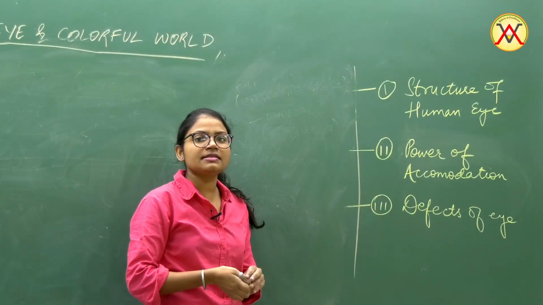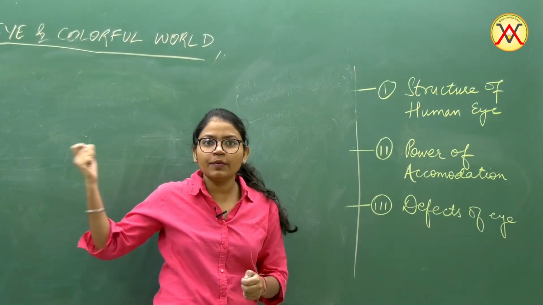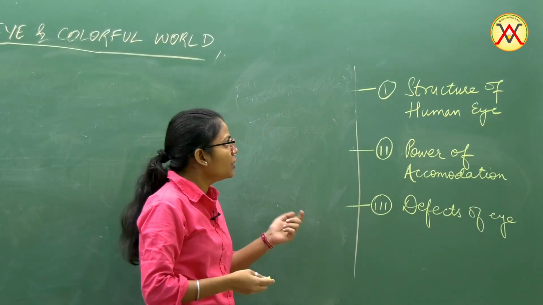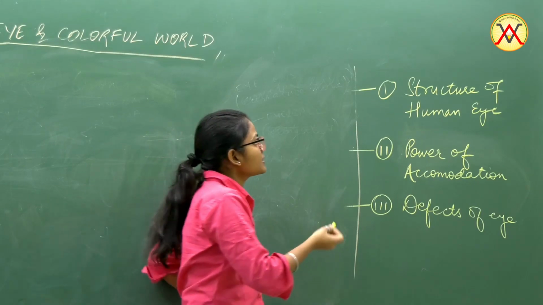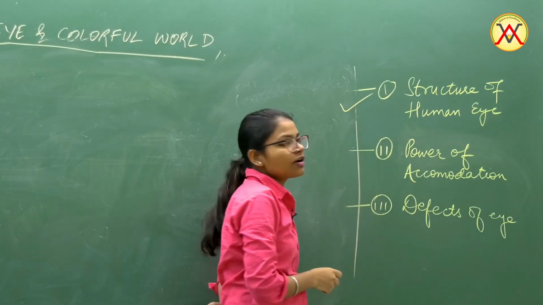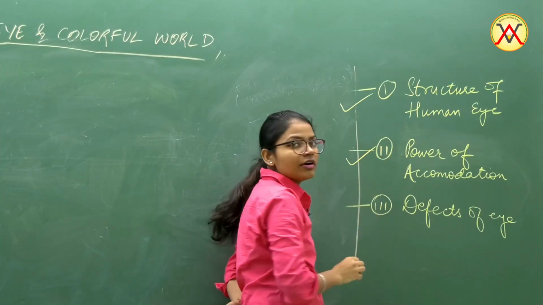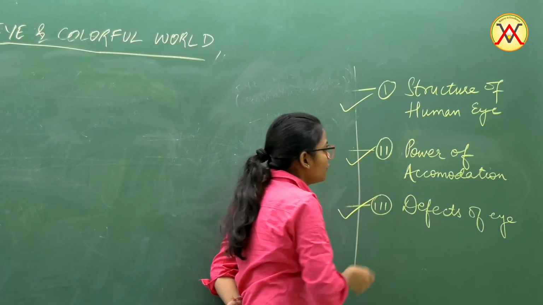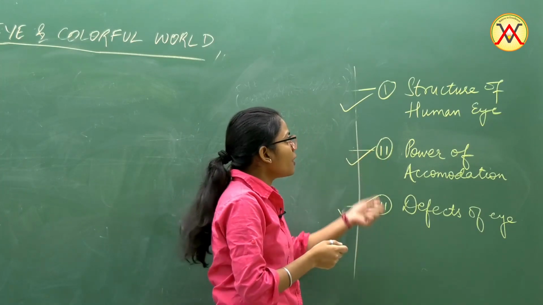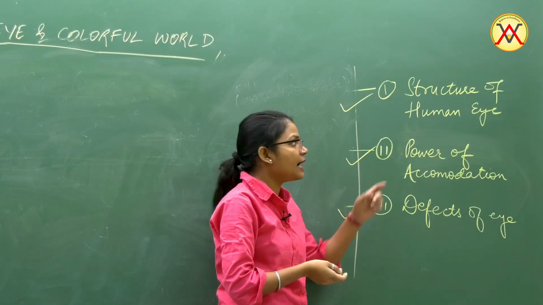Hello everyone, let's start with the topic today, human eye and the colorful world. Today we shall be discussing the topics inside it: structure of human eye, power of accommodation and defects of eye. Let's take the topics one by one. First we shall be starting with the structure of human eye.